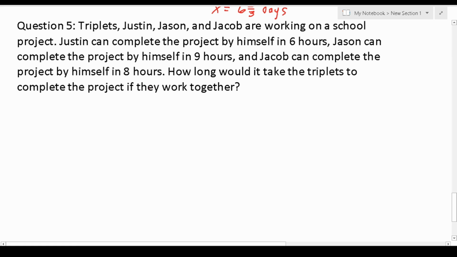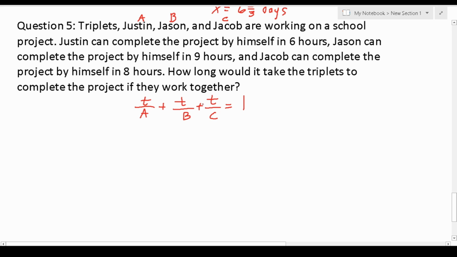Okay, so to start, I'm going to write down the generic formula. That is T over A plus T over B equals 1. And there's a reason I left a space there. So in this case, we have 3 people working together. So the first adjustment I'm going to make to this generic formula is to account for that third person. I'm going to write that as T over C. Okay? So now I got Justin here, which I'm going to let Justin be A. Jason here, I'm going to let Jason be B. And Jacob be C.